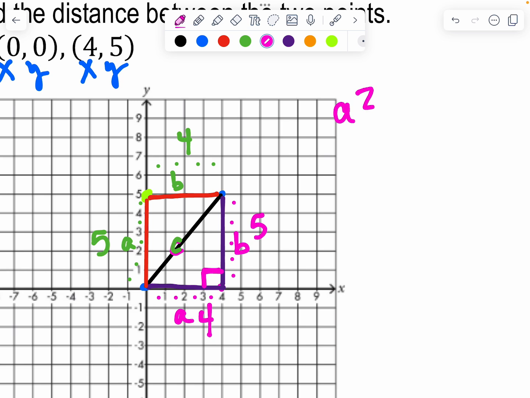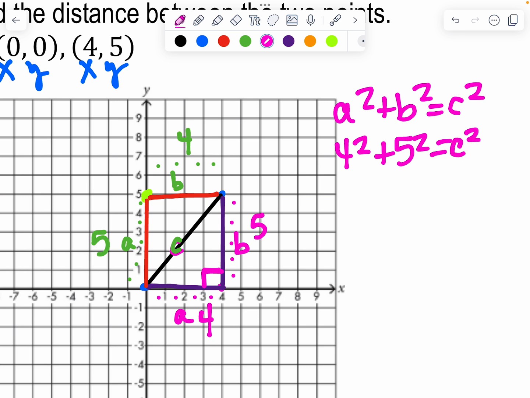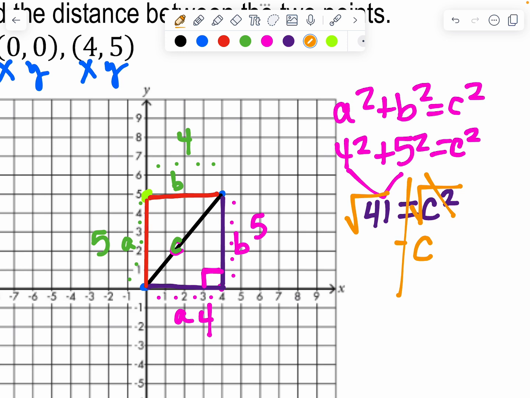So if I go A squared plus B squared equals C squared, I have 4 squared plus 5 squared equals C squared. So put that in your calculator. 4 squared plus 5 squared. 16 plus 25 is 41. So I have 41 equals C squared. Is that my final answer? No. I need to square root each side to get C by itself.